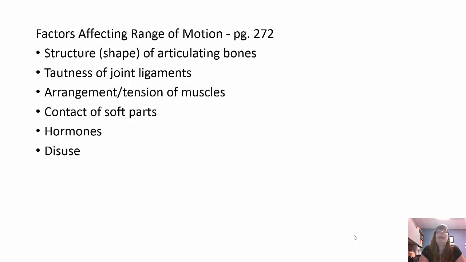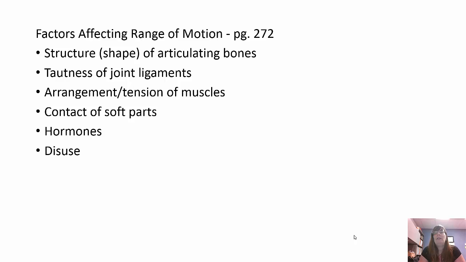Structure of the articulating bones is going to affect range of motion because it really depends on how tight those bones are together. The tighter they are together, the less motion you're going to have. The tautness of the joint ligaments, whether they're tense or whether they're flexible. The more flexible they are, of course, the more movement you're going to have. But remember, you sacrifice strength for flexibility.